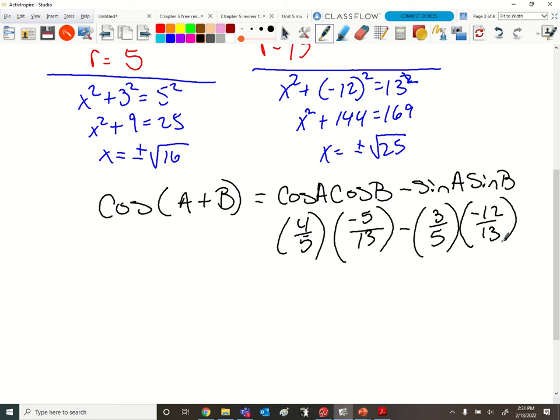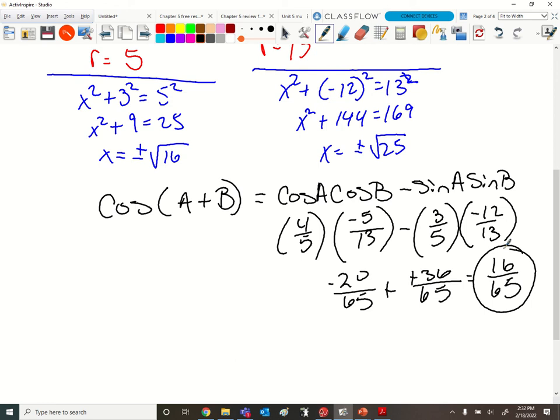So on top, 4 times negative 5, negative 20 over 65. Bring down my minus. Now 3 times negative 12 is negative 36 over 65. But now I have a minus, a negative. What do I do to fix that? Change them all to pluses, right? Those are pluses. So it's negative 20 and 36 is going to give me a positive 16 over 65. Because it's minus a negative. So a negative and a negative together is going to give you positive. There you go.